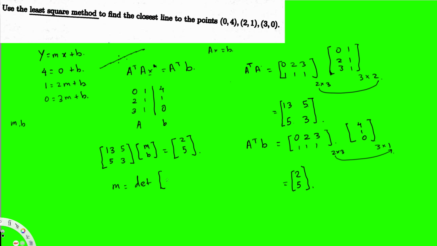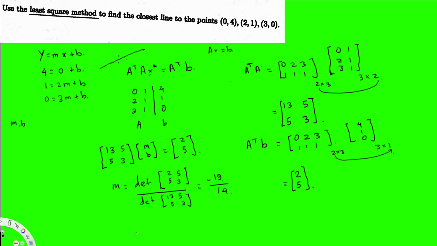So if I swap this one with the first column, it's going to be 2, 5 and 5, 3. In the bottom, we are going to have the original format, so it's going to be the determinant of 13, 5, 5, 3. If I calculate this one, AD minus BC, 6 minus 25 is going to be minus 19. And then in the bottom, 13 times 3 is 39, 39 minus 25 is going to be 14. So this is my m value.